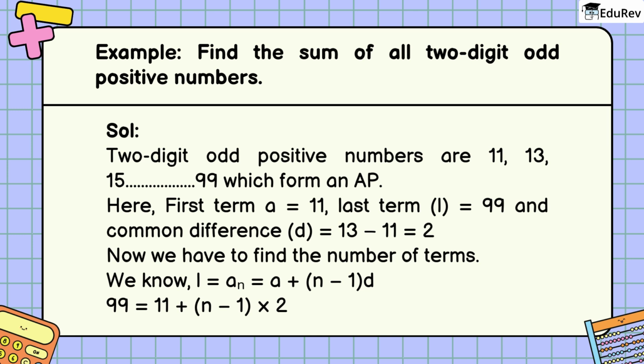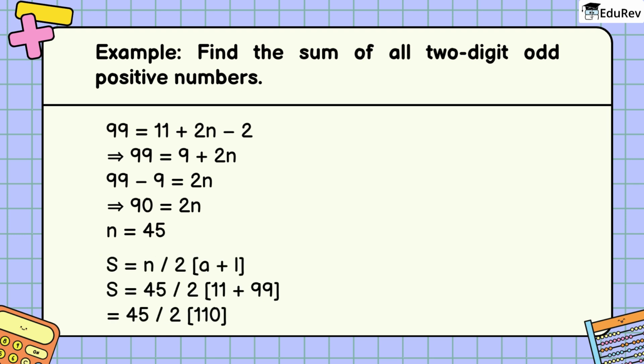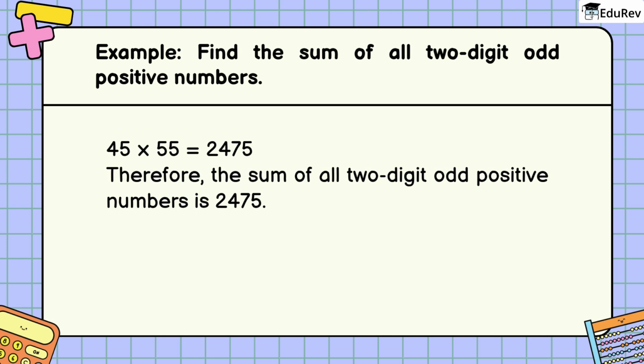Here first we need to find n, which is our number of terms. On substituting the given values in the general AP formula, l is equal to an is equal to a plus (n minus 1) multiplied by d, we get number of terms n as 45. So in total, we have 45 terms. Now, we have got everything to find the sum. So, on substituting the values in the formula S is equal to n divided by 2 multiplied by (a plus l), we get 2475. Therefore, the sum of all two-digit odd positive numbers is 2475.